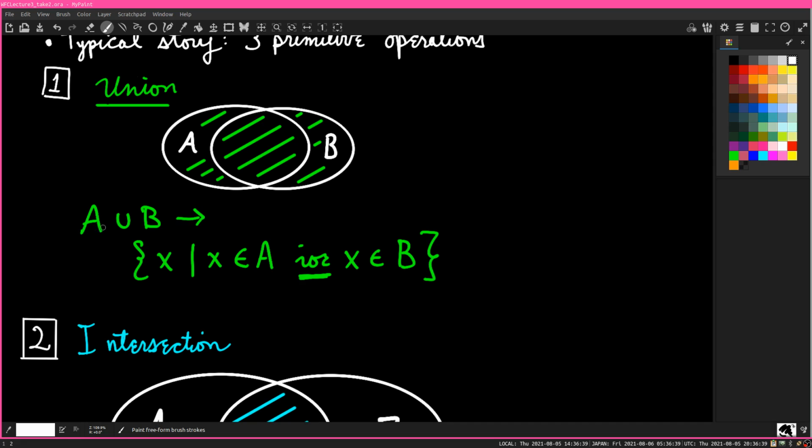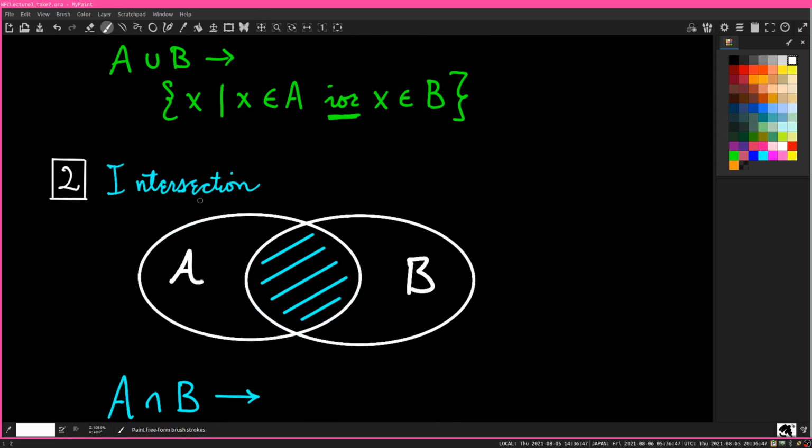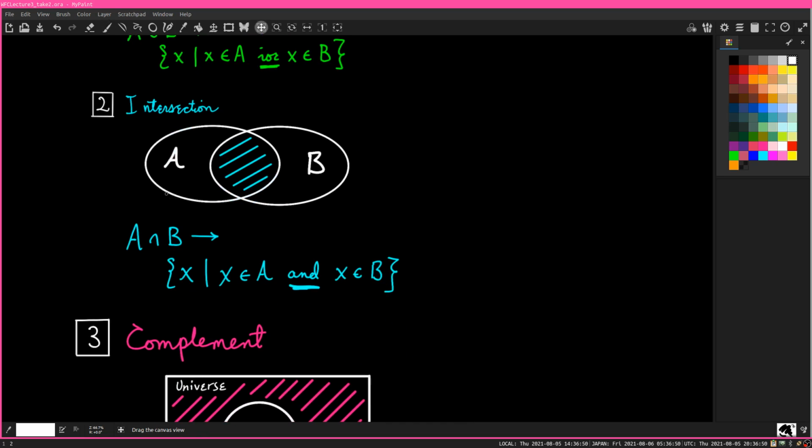The way you write this is A union B is defined as the set of all x such that x is in A, inclusive OR x is in B. The next one is called the intersection, and it's the middle part of the Venn diagram. A intersect B is the set of all x such that x is in A and x is in B.